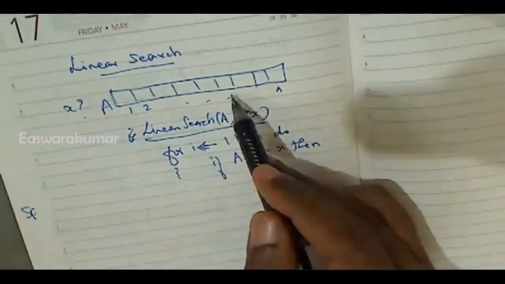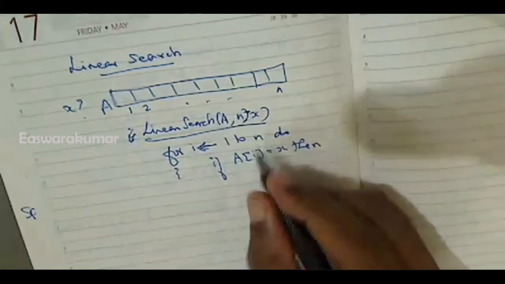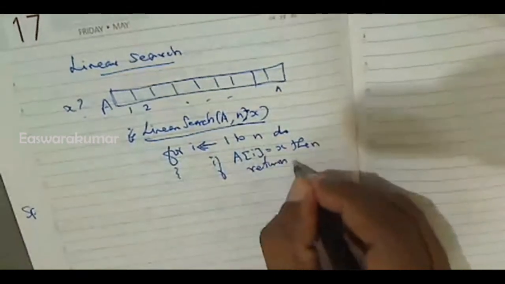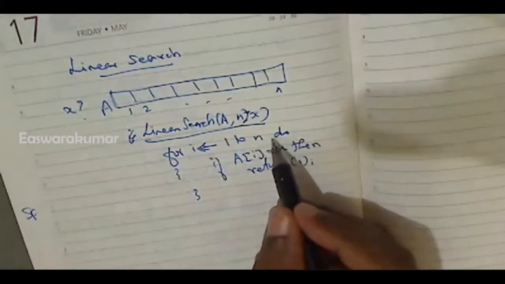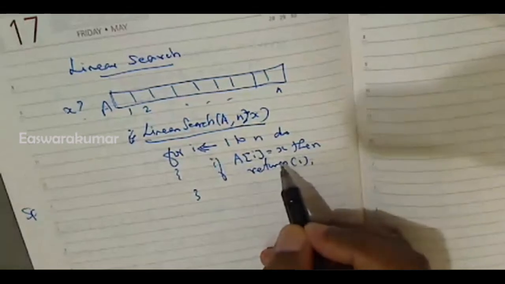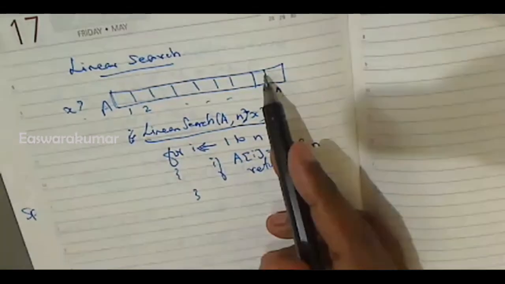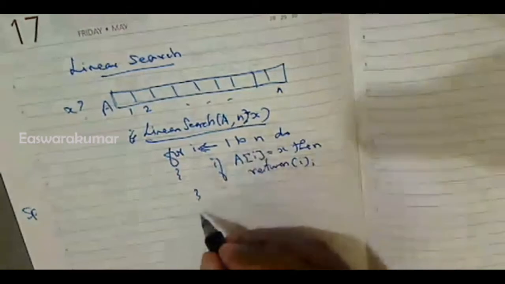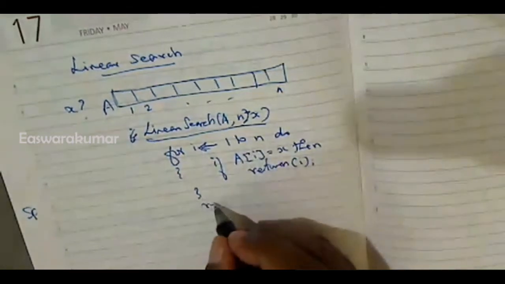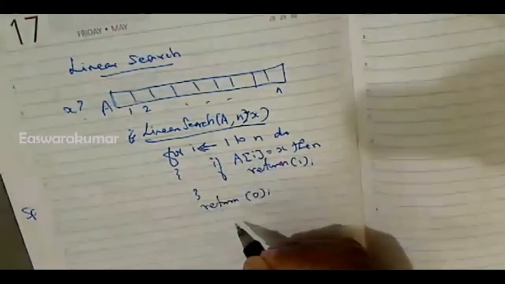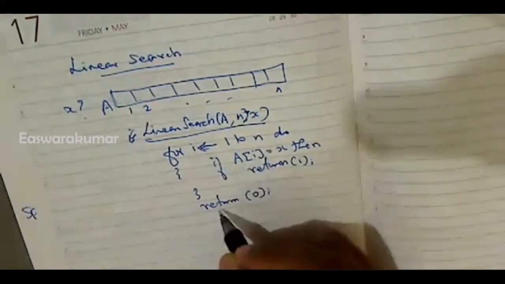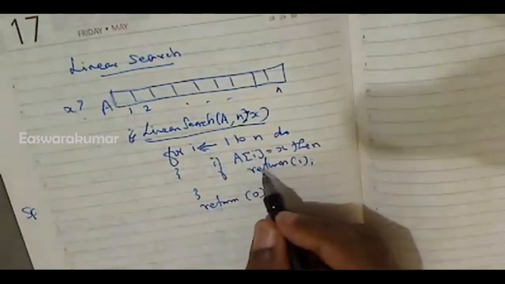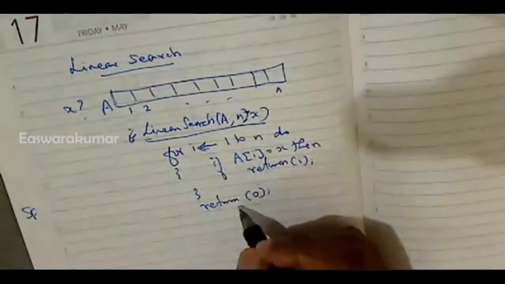At any point of time, if we find a position containing x, then we will return the corresponding index, so return i. After checking all the n locations, if the algorithm has not returned anything, the element is not there in the array. In that case, we will return 0. If the algorithm returns 0, the element is not there. Once the algorithm returns, it will come out of the algorithm, so the remaining statement will not be executed.